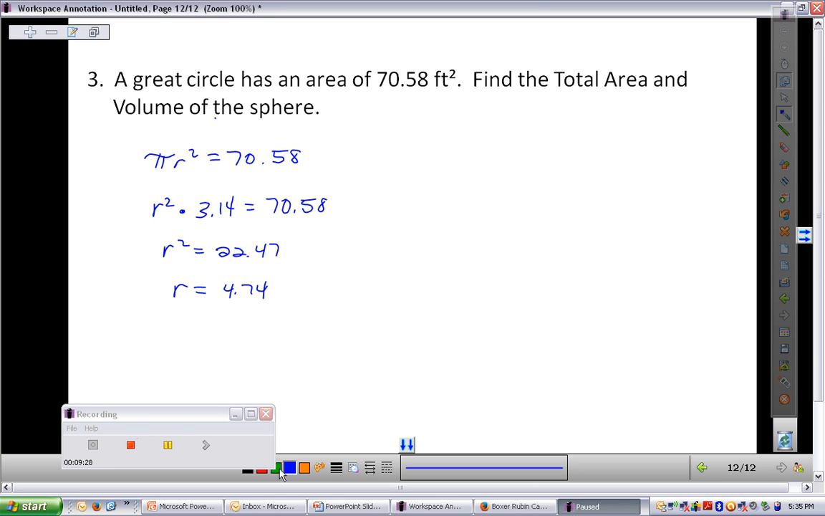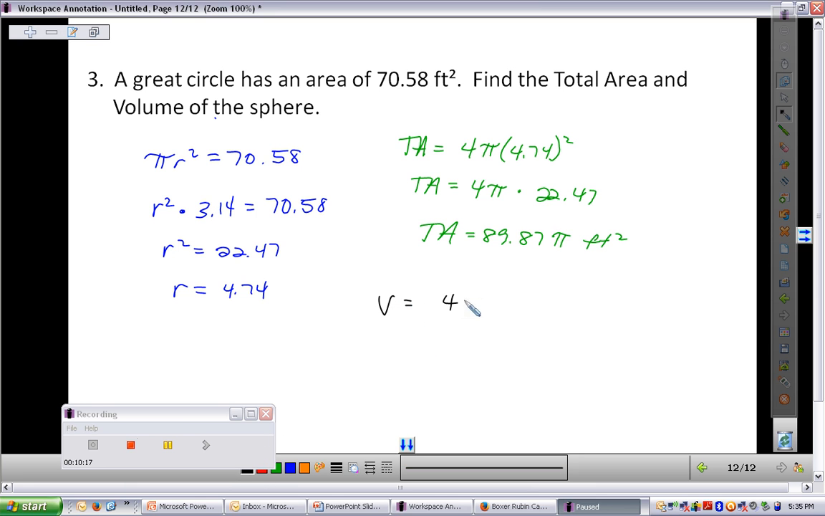So now I have the radius of the sphere, I can move forward with finding the total area and the volume. Total area equals 4 pi times the radius, 4.74 squared. 4.74, round this to the nearest hundredth as well, I'm going to get 4 pi times 22.47. 4 times 22.47, total area equals 89.87. Again, let's put pi in our answer here. This time we're talking about feet squared.